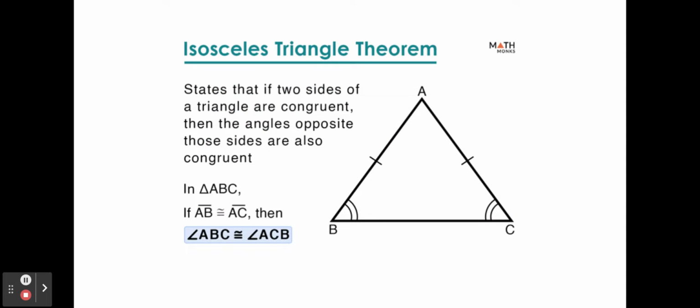All right, an isosceles triangle, remember that is when there are at least two sides of a triangle that are congruent. And we talked about the theorem being that if the sides are congruent, then the opposite angles are as well.